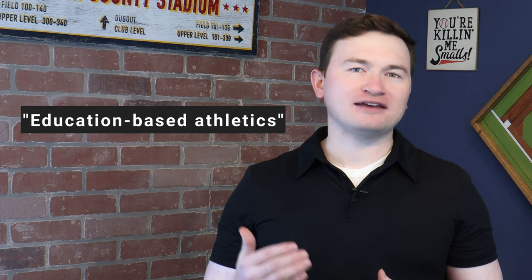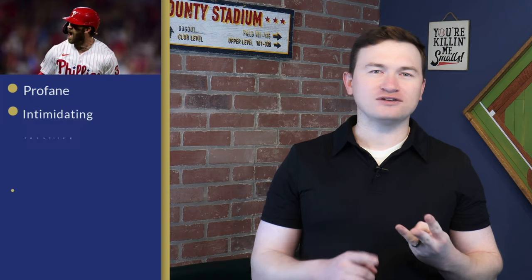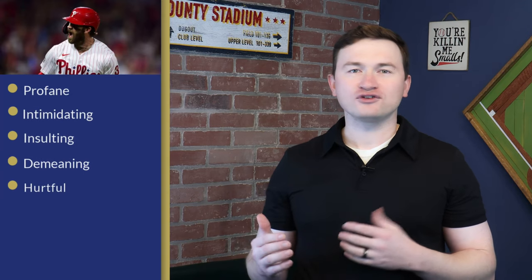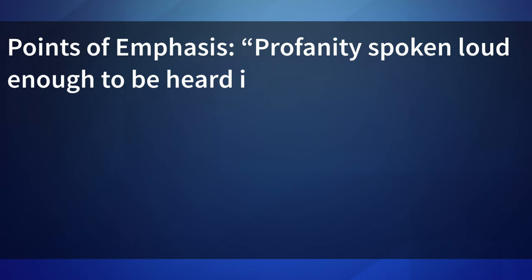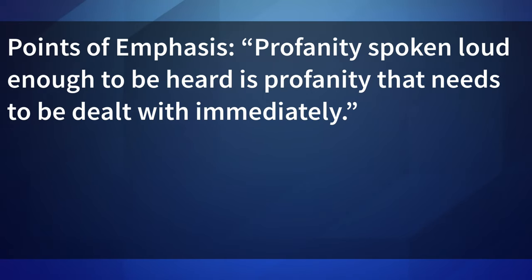The next point of emphasis is profanity, and they give context that I think is useful for umpires when determining where to draw the line. NFHS baseball is education-based athletics and is a direct extension of the classroom. So if the language would not be acceptable in the classroom, it's not acceptable on the field. And this isn't just limited to swear words. Any language that is profane, intimidating, insulting, demeaning, or hurtful should not be tolerated. And they are very clear that profanity spoken loud enough to be heard is profanity that needs to be dealt with immediately.